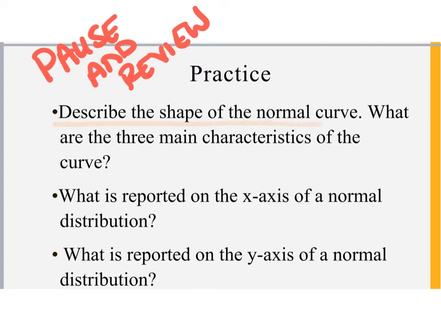The shape of the curve is bell-shaped. The mean, median, mode are at the center, that's one of the main characteristics. The 2 halves are symmetrical, that's a second characteristic, and the tails are theoretically asymptotic, that's a third key characteristic.